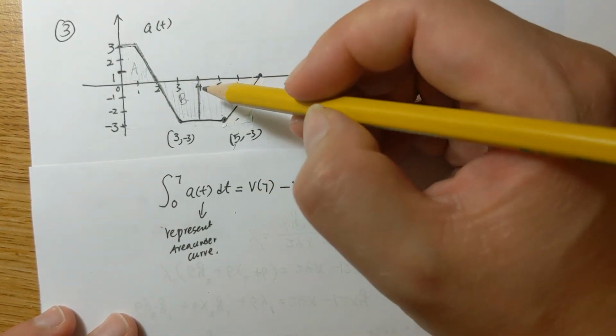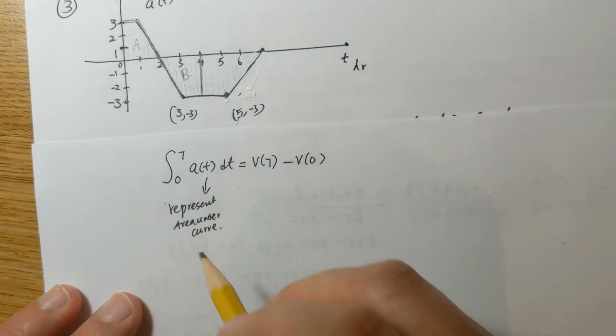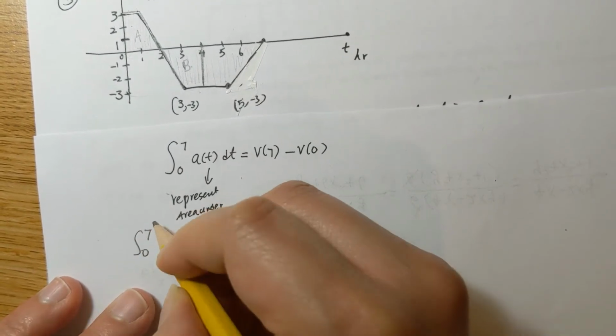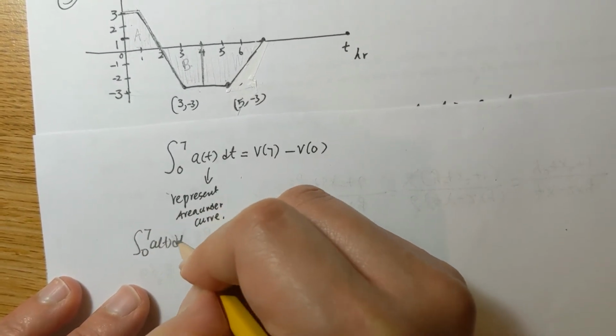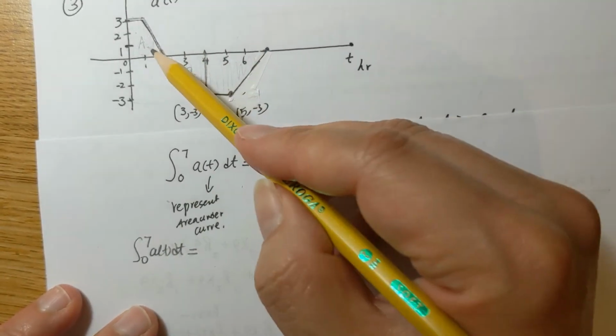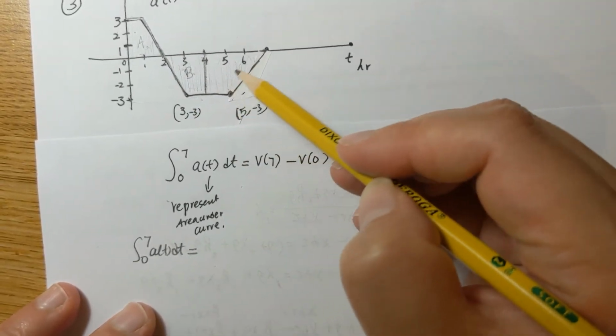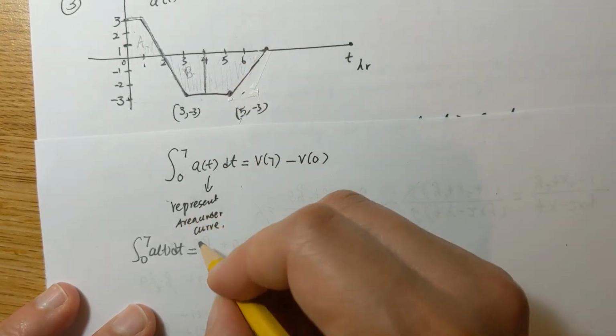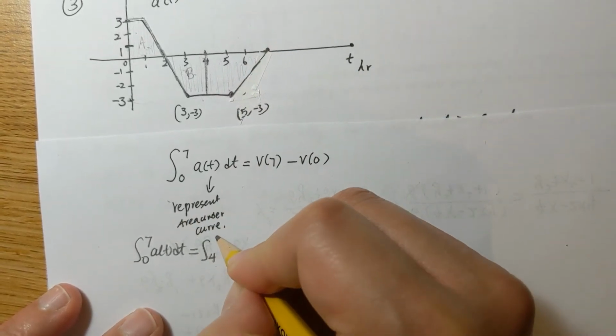So now that means we can say that the integral from 0 to 7 of a of t dt equals the part left over. These cancel, equals 0. So the extra part will be this. So it equals the integral from 4 to 7.